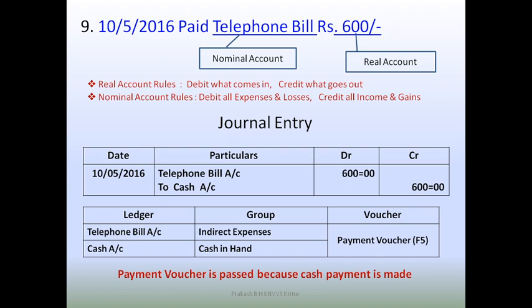The ledger head is the telephone bill account, and it comes under the group indirect expense. And then the cash account comes under the group cash in hand. The voucher is the payment voucher. The payment voucher has been passed because the cash payment is made. Payment is made through cash, hence the payment voucher is passed.